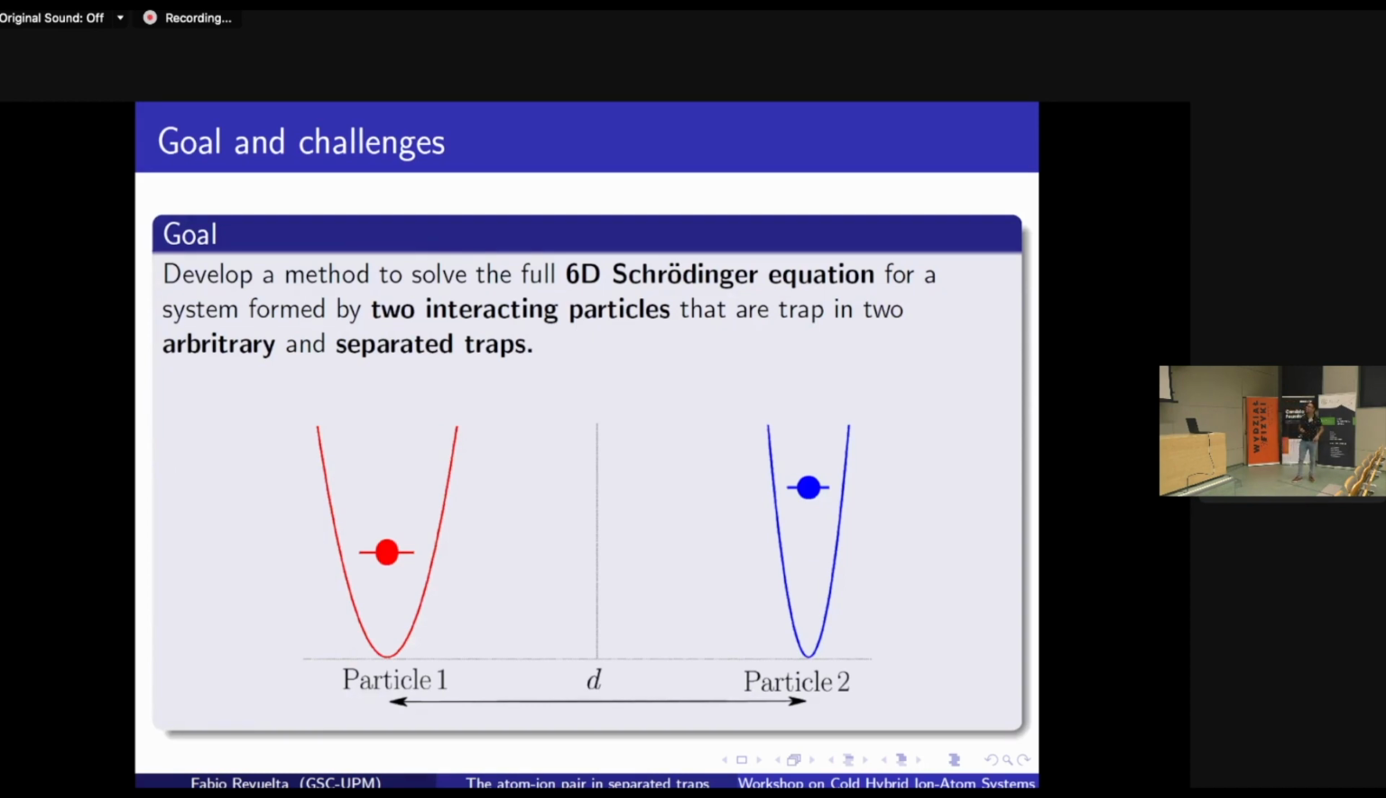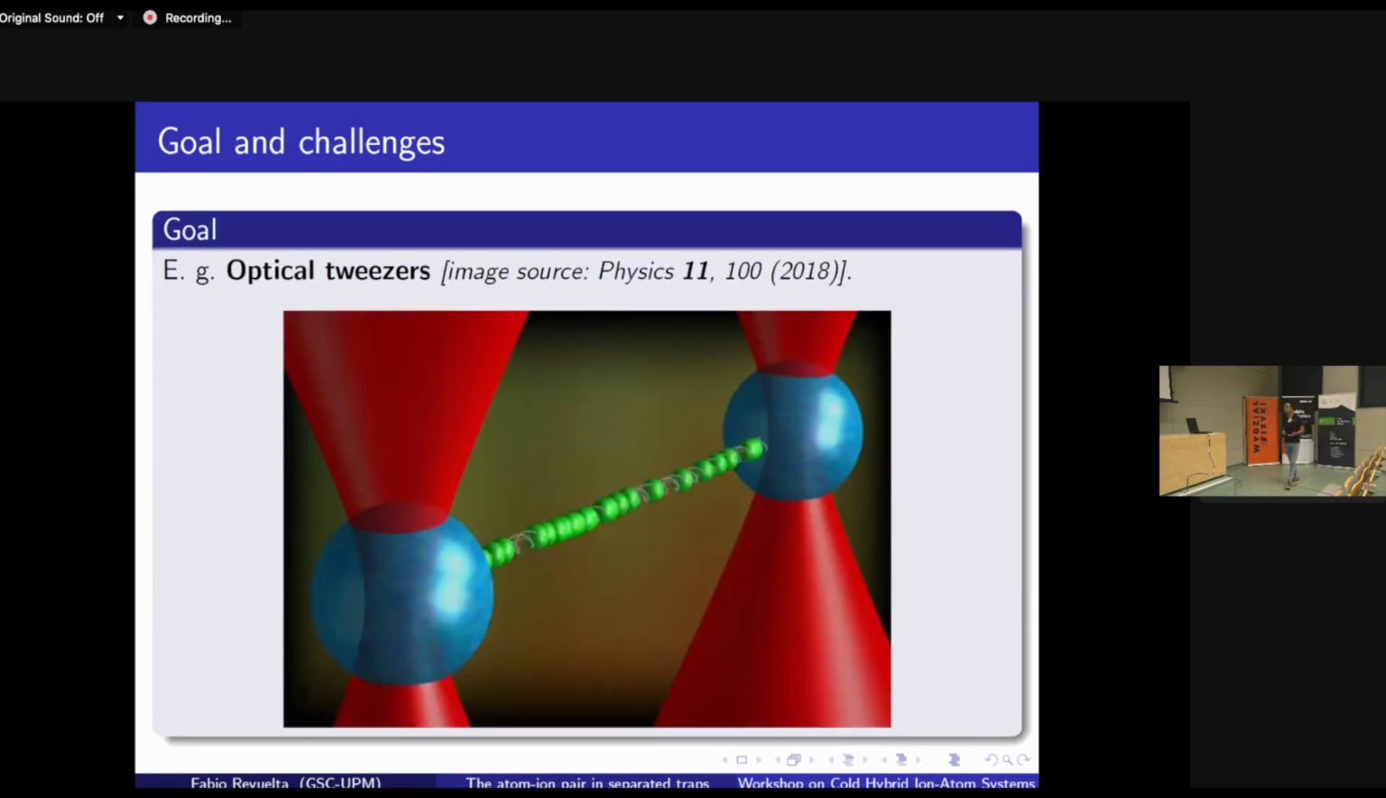No, hopefully not. So what we want to do is develop a method to study these kinds of systems, with two atoms that are confined in two different traps that are separated, and solve the Schrödinger equation in 3D. So that means in total we have 6 dimensions, right? And the problem is precisely the interaction between the two particles. We've applied it to atom-ion systems, but in general we want to be able to also study other systems like optical tweezers, where people are able to move particles around and place them at any place they want.